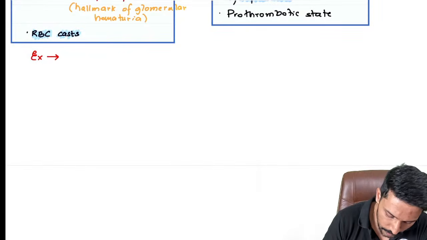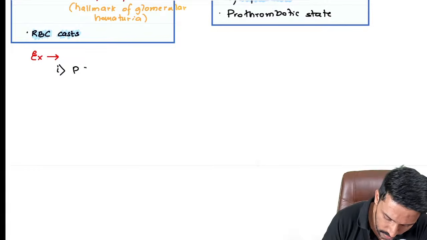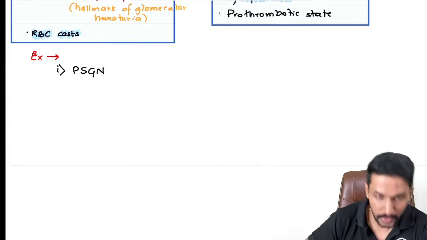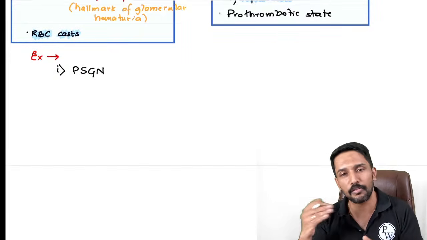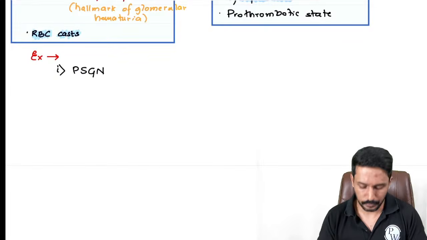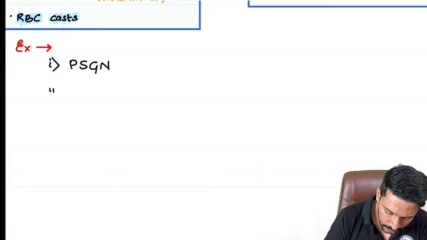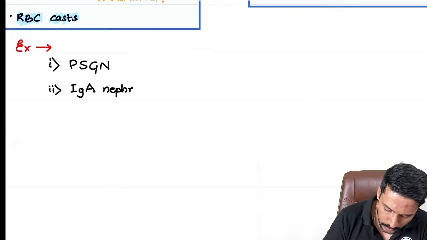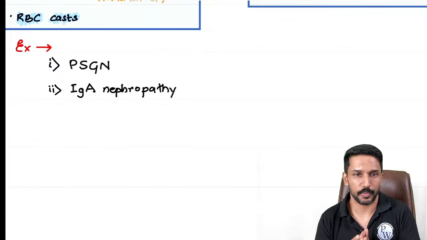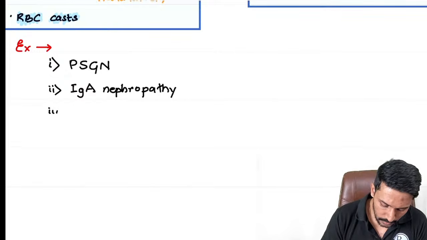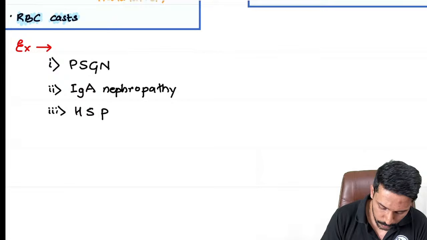The first one, the examiner's favorite, is post-streptococcal glomerulonephritis, which is also called post-infectious glomerulonephritis. The second one, where again the nephritic syndrome occurs after a throat infection, is called IgA nephropathy. The third one is called Henoch-Schönlein purpura, HS purpura.